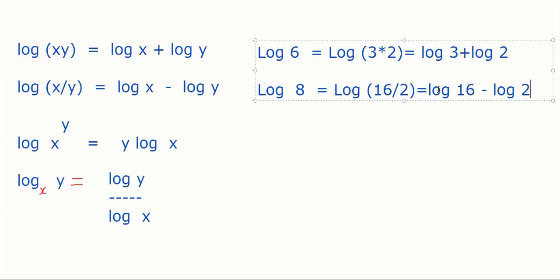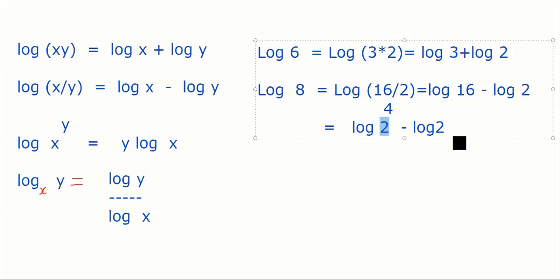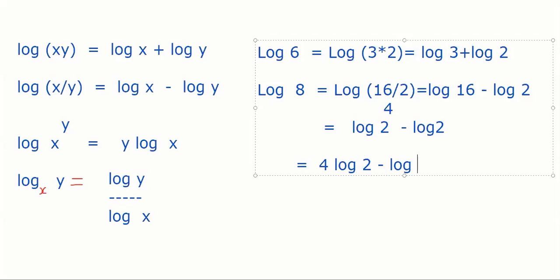Now log of 16 I can also write. 16 means 4 to the power 2. Let me give you one more idea of this. Can I write 16 as 4 to the power 2, or I can also write 2 to the power 4, right? 16 means 2 to the power 4, minus log of 2. So instead of 16, I wrote 2 to the power 4. So what is log of 2 to the power 4? 4 log 2. 4 log 2 minus log 2, which is nothing but 3 log 2.